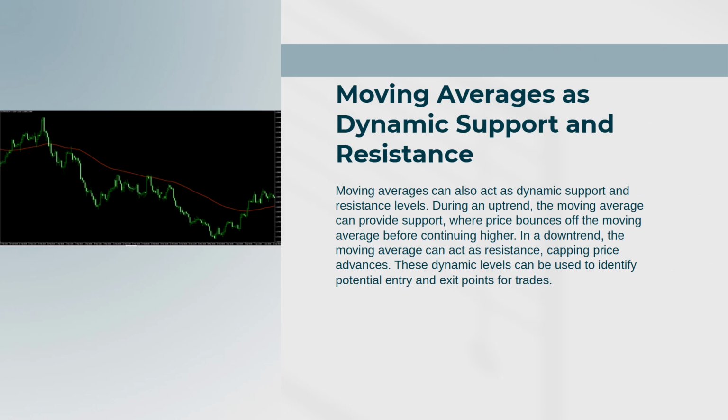Moving averages as dynamic support and resistance. Moving averages can also act as dynamic support and resistance levels. During an uptrend, the moving average can provide support, where price bounces off the moving average before continuing higher. In a downtrend, the moving average can act as resistance, capping price advances. These dynamic levels can be used to identify potential entry and exit points for trades.